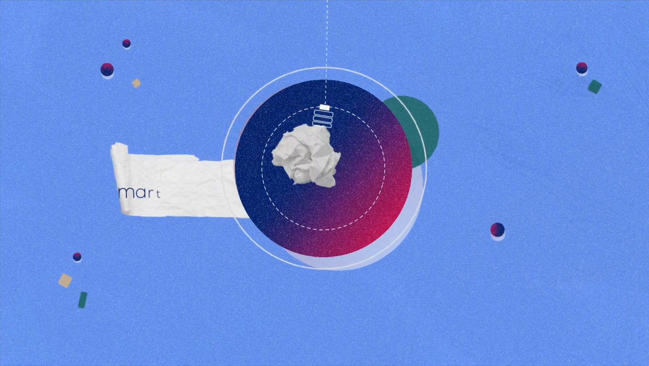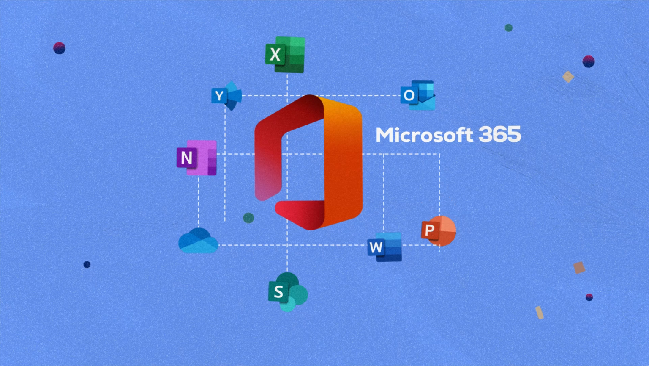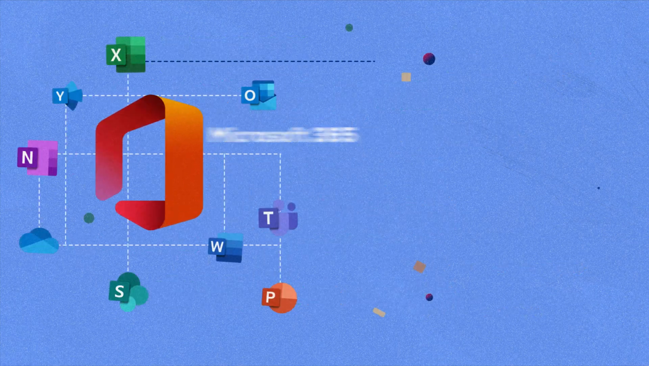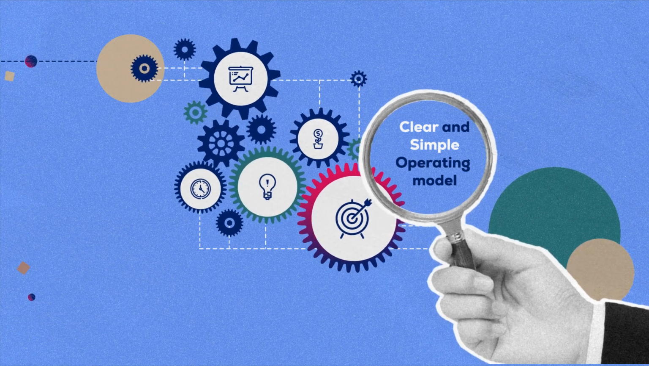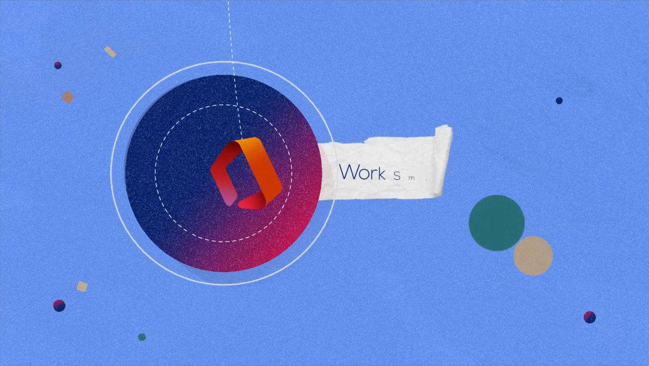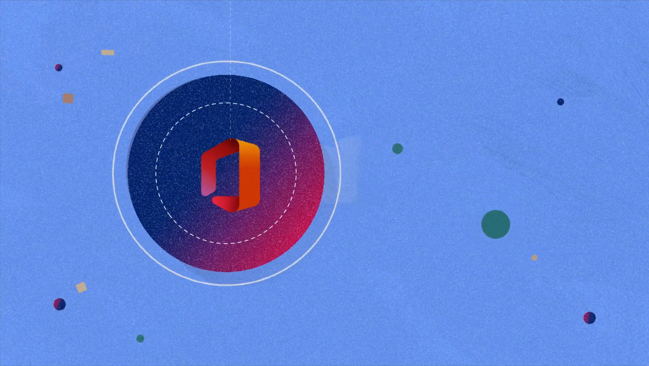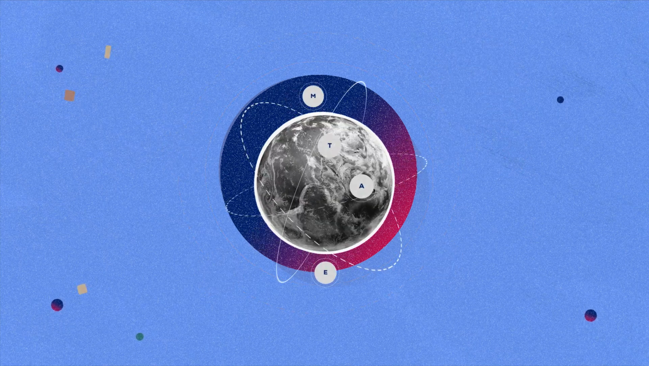Well, it's smart work and hard work. And that's where Microsoft 365 can help. If you want to scale your business, you need to have a clear and simple operating model in place from the get-go. With Microsoft 365, you can work smarter, not harder. You and your team can work together seamlessly, no matter where you are in the world.